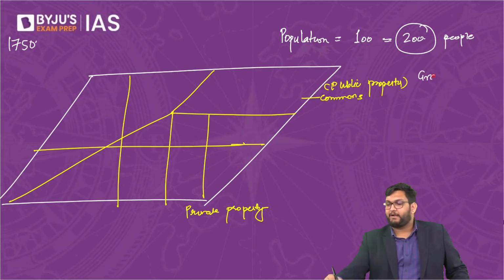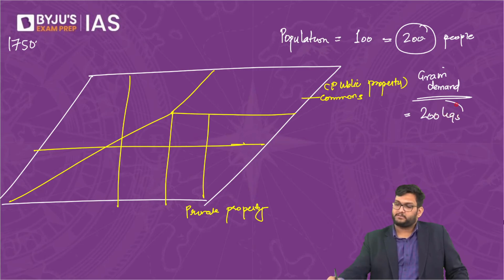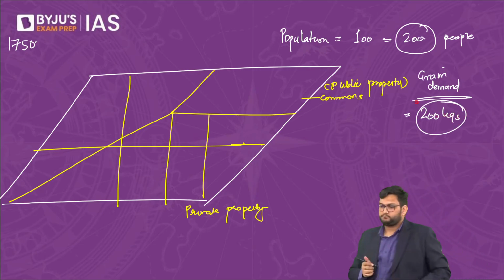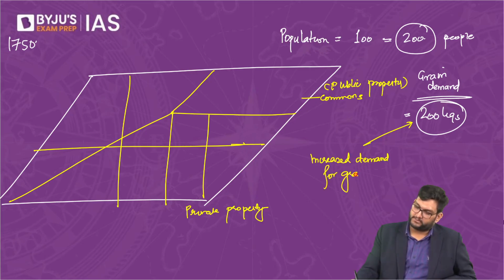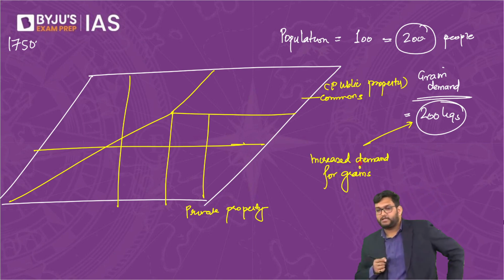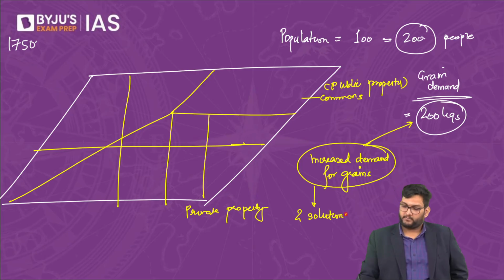Now, how much will be the grain demand? Very good. 200 kgs. Now, there's an increased demand for grains. And if there is an increased demand for grains, there are two solutions to increased demand for food.